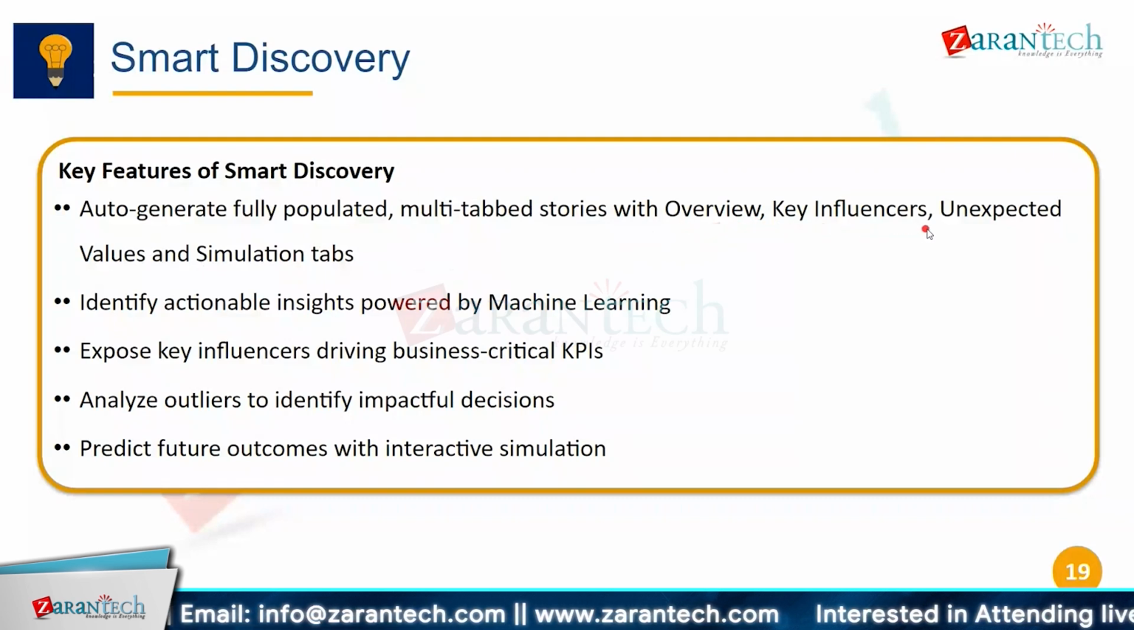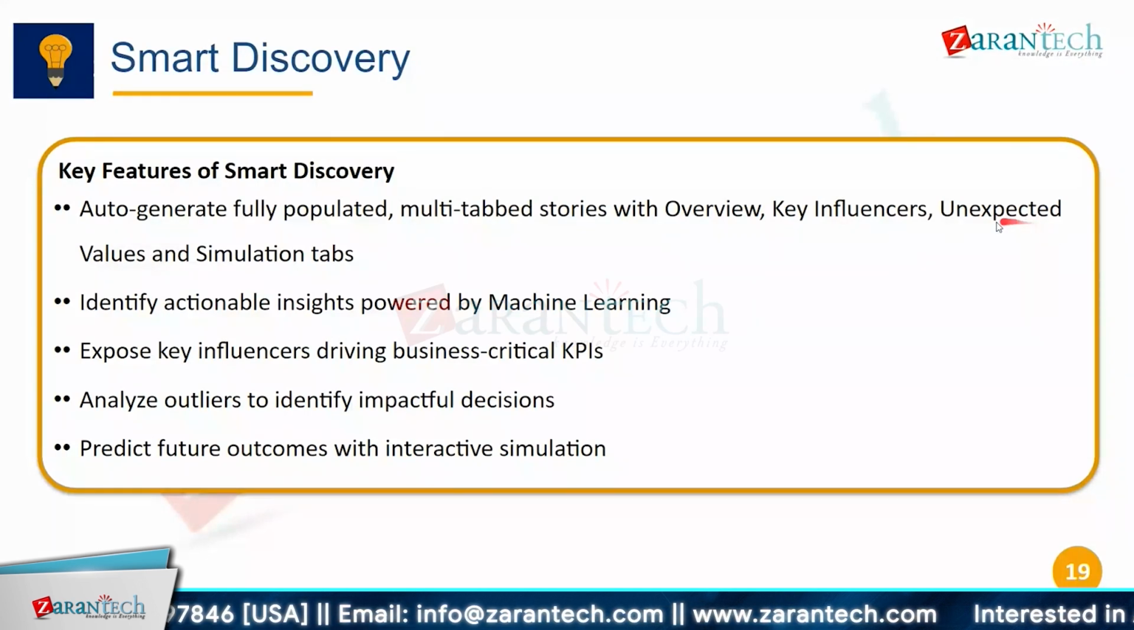Then in the key influencers page, you will understand what the key factors are that are contributing to my sales. For example, a region can be contributing, weather can be contributing, a marketing campaign can be contributing. So in such scenarios you will come to know what the key influencers are. Then what are the unexpected values? For example, in your data set, once you create a smart discovery, it will try to understand what the values are that are deviating, the outliers which are not regular, either high or low. Those unexpected values will be shown in the unexpected values tab.